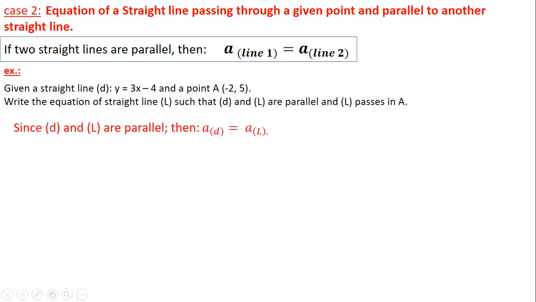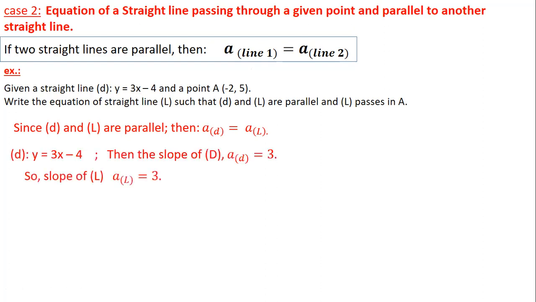Since D and L are parallel, then the slope of D is equal to the slope of L. If we look at D, this is the slope: it is the number multiplied by X. So the slope of D is 3. Then the slope of L will be how much? 3. I found the slope. Now from the question, I see that L passes through A. Then A belongs to L. I write A belongs to L.